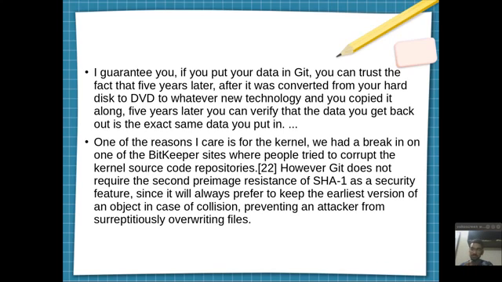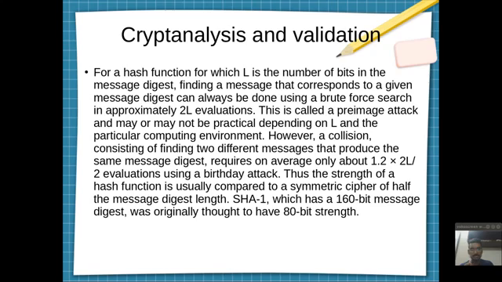If you put it, so this is what he said, you can trust the fact that 5 years later it was converted from the hard disk to DVD or to whatever new technology you copied it along. 5 years later you can verify that the data you put back out is exactly the same you put in. One of the reasons I care for the kernel is one of the BitKeeper sites where people try to corrupt the kernel source quality. However, Git does not require the second pre-image resistance of SHA-1 in the security feature, since it will always prefer to keep the earliest version of an object. So it prefers to keep the earliest version of the object in case of collision, preventing an attacker from superstitiously acting.